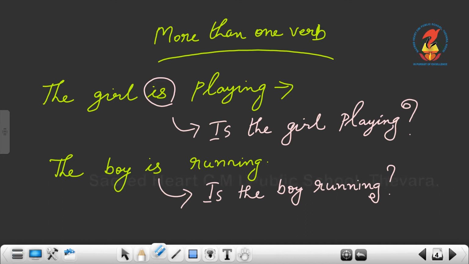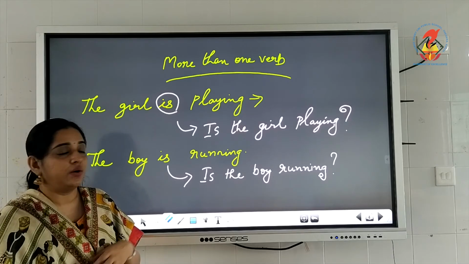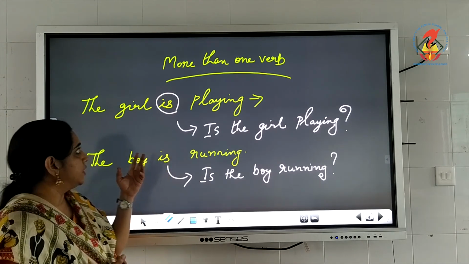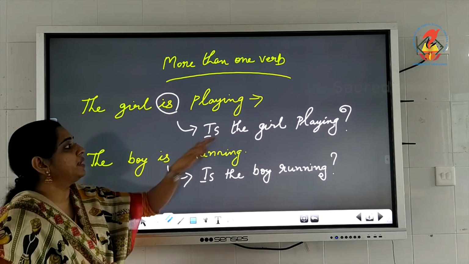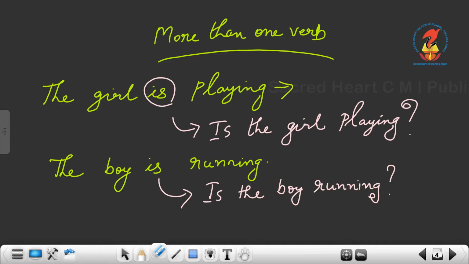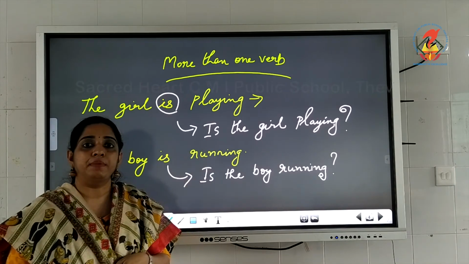Now the next one. If a sentence has more than one verb, here you see "the girl is playing". Here I have two verbs, "is playing". So how can I change that to a question, or how can I make an interrogative sentence? You can use the same verb "is", then go to the subject, the girl, playing. Is the girl playing? Here the question word is already there, you can just write the same and then write the subject, the girl.